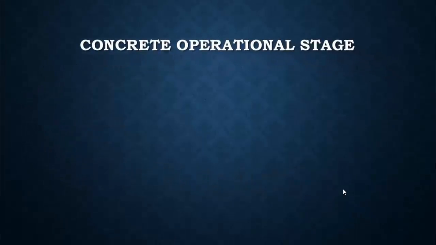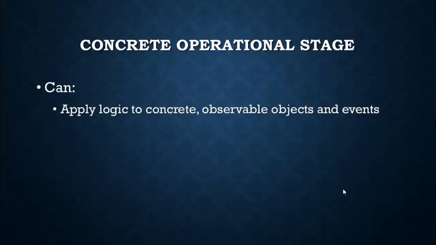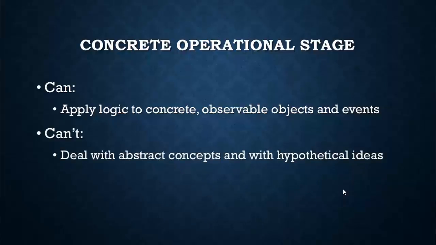During this period, which is from 7 to 11 years old, children are able to use logic to deal with objects and events that are concrete and observable. They can easily solve the liquid conservation problem, but still, as the stage name has implied, they have difficulty with abstract things like mathematical concepts and hypothetical ideas.